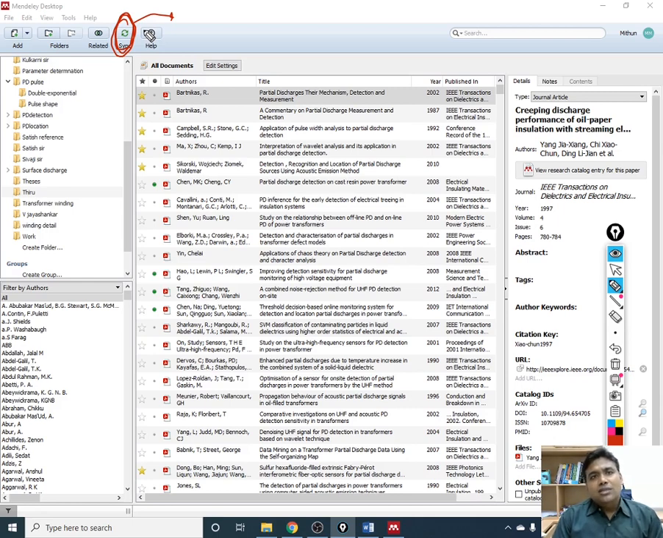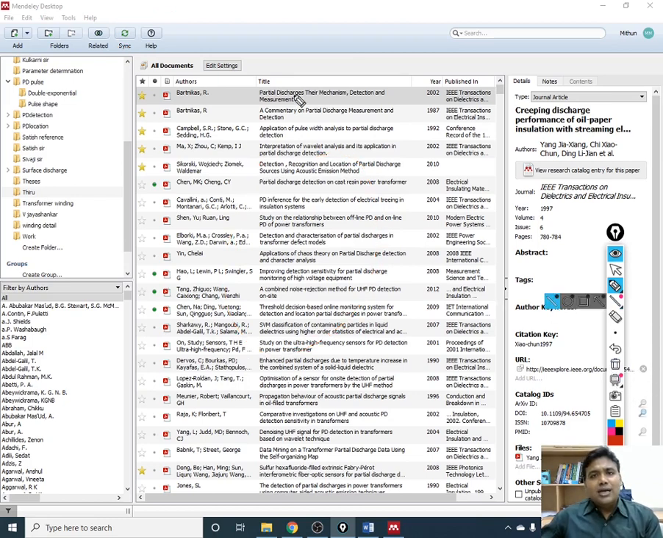Suppose something happens to your laptop or your computer. Once you download Mendeley Desktop on the new computer and you just log in, all this data will come. This is one of the advantages that I was talking about.